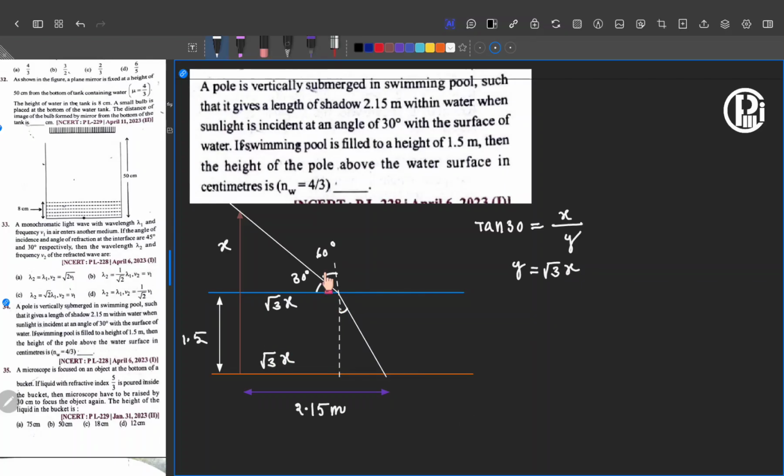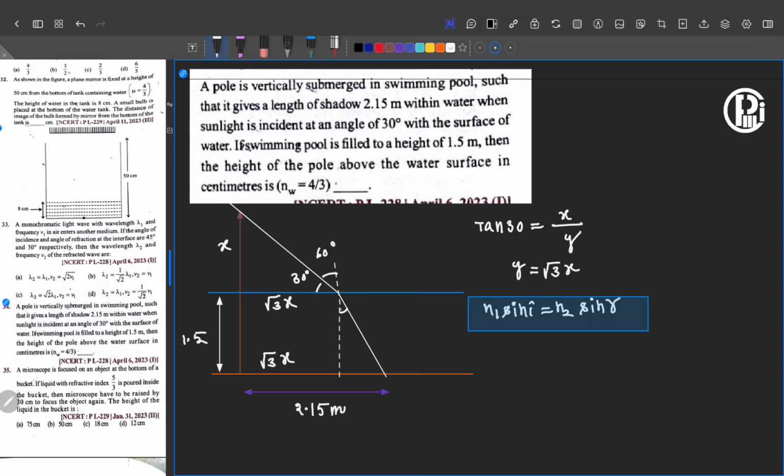In order to find out this one, I have to use Snell's law over here. I have to apply Snell's law at this point. So if I apply Snell's law here, what is the Snell's law formula? N1 sin i is equal to N2 sin r. That is Snell's law. Just keep that in mind. So N1 sin i is equal to N2 sin r.